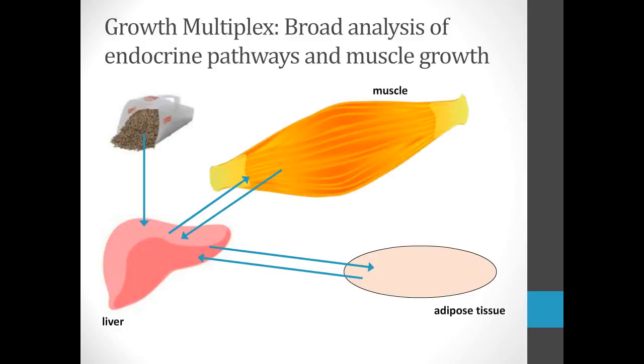The liver is a central organ that produces hormones with systemic effects, such as insulin-like growth factor. It's also central for nutrient metabolism, and it largely regulates what nutrients are sent into peripheral circulation.